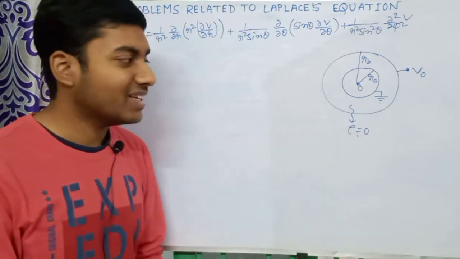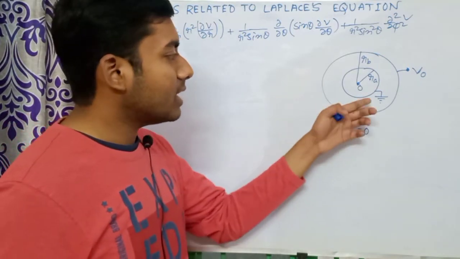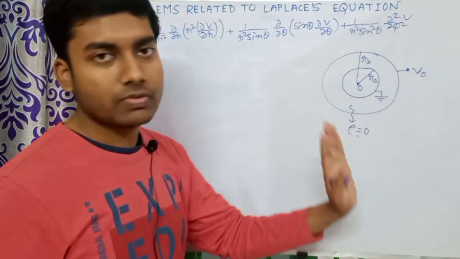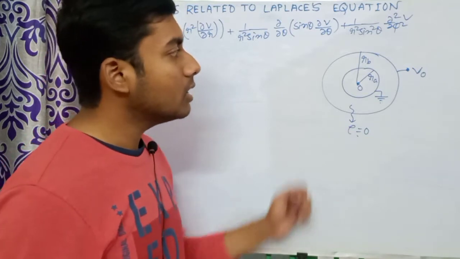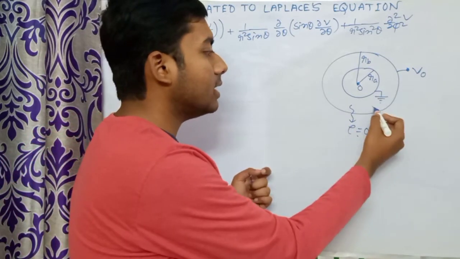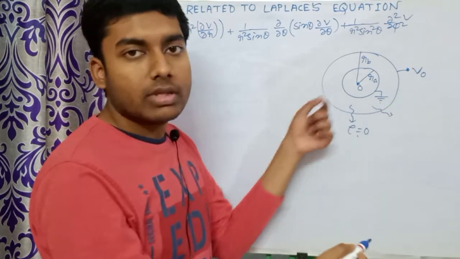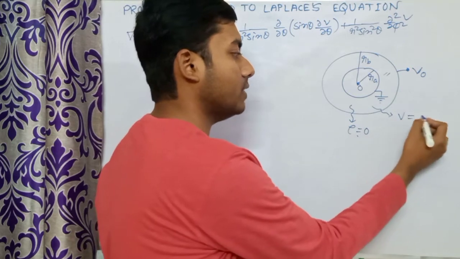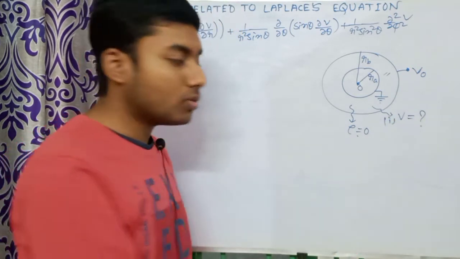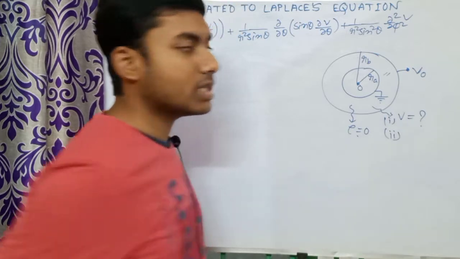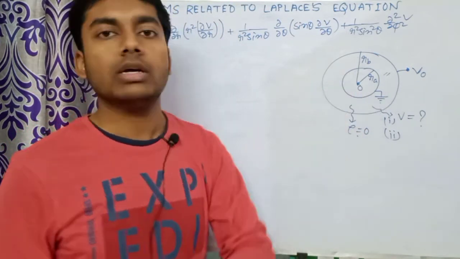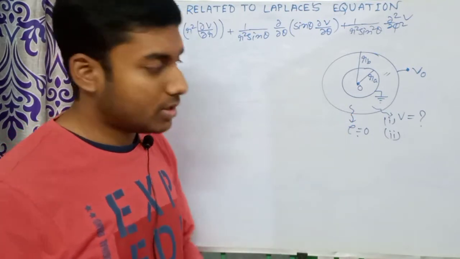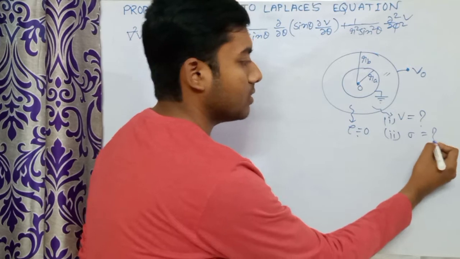Now what is the question? The inner shell is grounded and the outer shell is at V equals V0 voltage. Number 1, we have to find the expression of V in between these two spherical shells, in this region. Number 2, we have to find the surface charge densities on both spherical shells. The induced surface charge density sigma is equal to what?